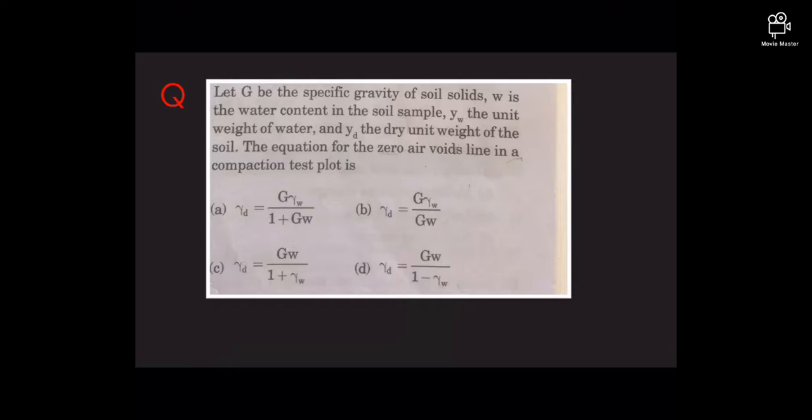Then next question. Let G be the specific gravity of soil solids, W the water content in the soil sample, gamma W the unit weight of water, and gamma D the dry unit weight of the soil. The equation for the zero air voids line in a compaction test plot is what? So this was the thing which we have applied in our earlier question.